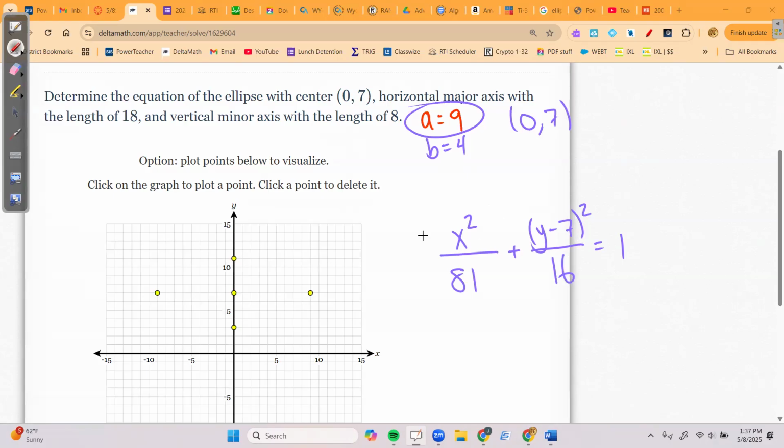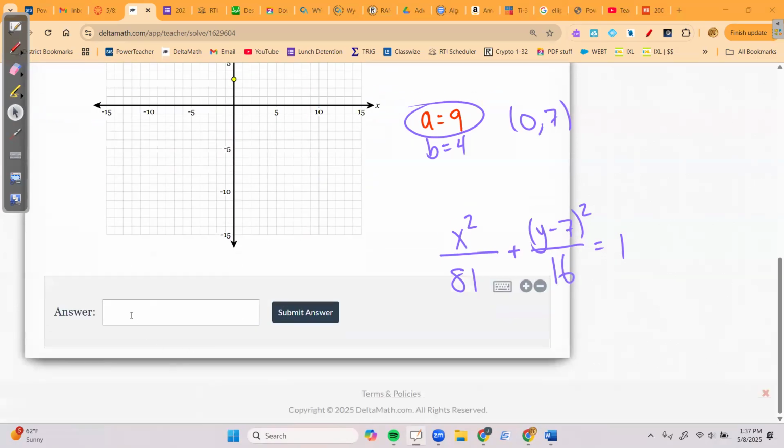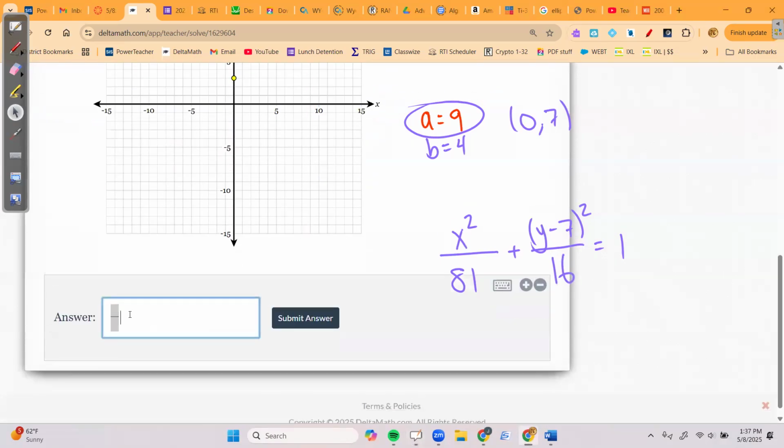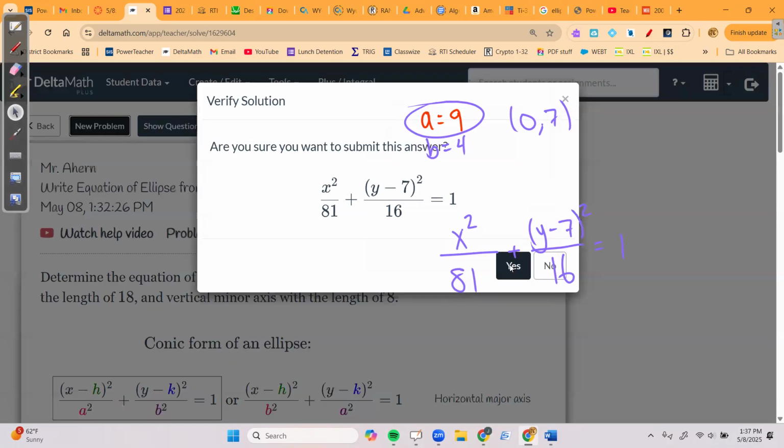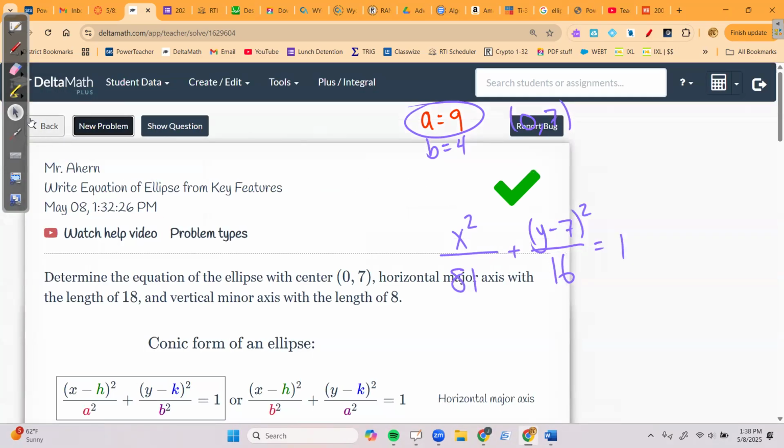And that's it. And then you just have to type that in at the bottom of the screen. To do that, I'd recommend you make your fraction first, put a plus sign, make another fraction, and put equals 1. So for the first one, you can just do x squared over 81. And then the second one, you need parentheses, y minus 7 squared over 16 equals 1. And that is that.